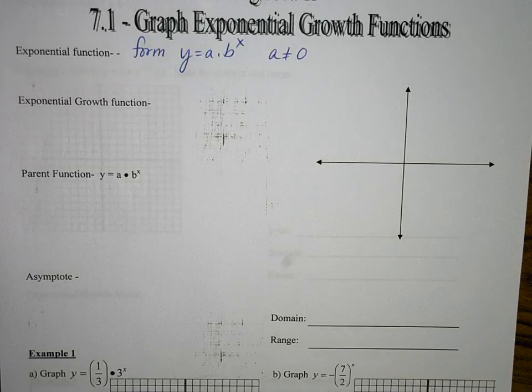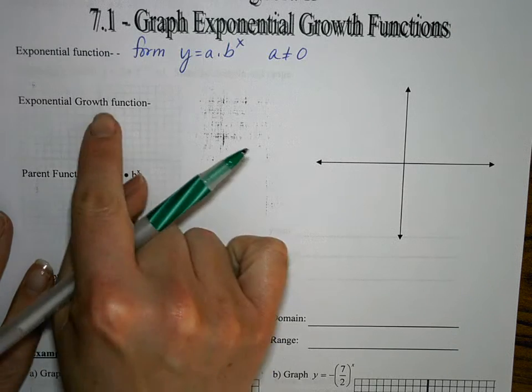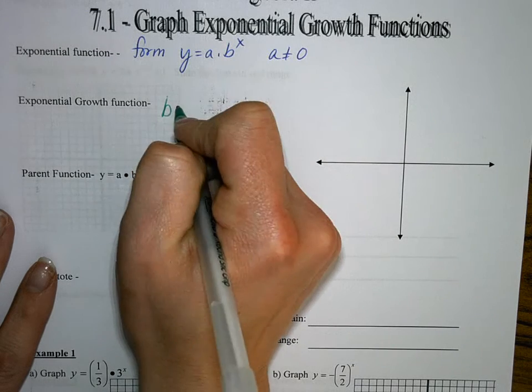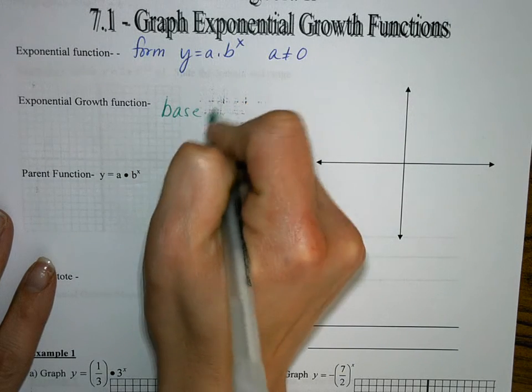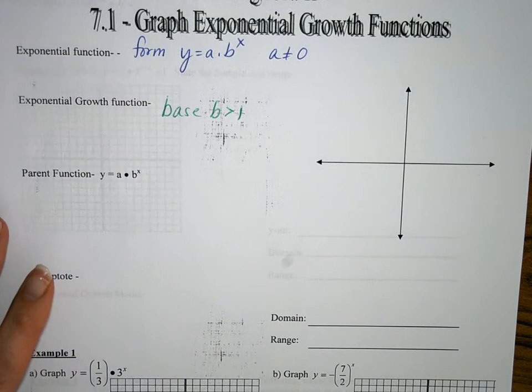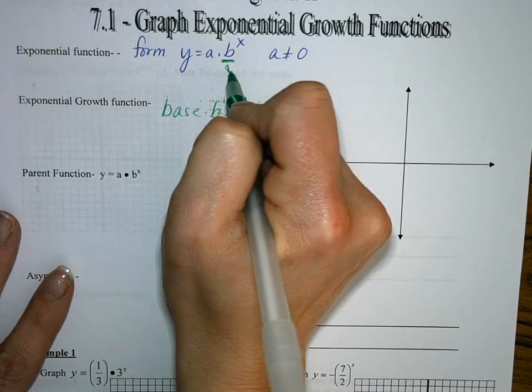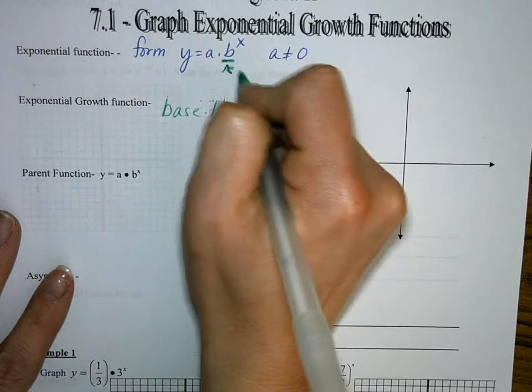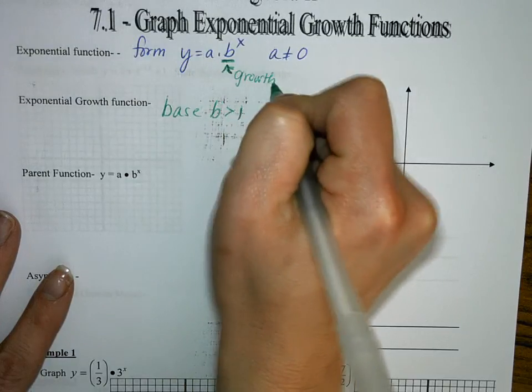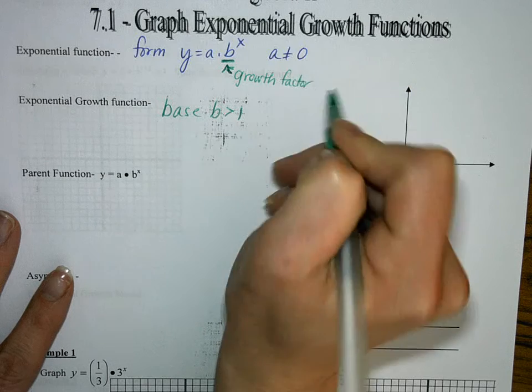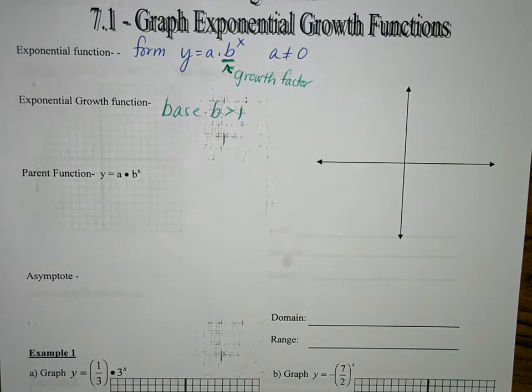Now, we are specifically looking today at exponential growth functions, and in an exponential growth function, my b value, the base, has to be bigger than 1. Another way that we refer to that b value when it is an exponential growth function is the growth factor. That base, when we're in exponential growth, has to be bigger than 1.